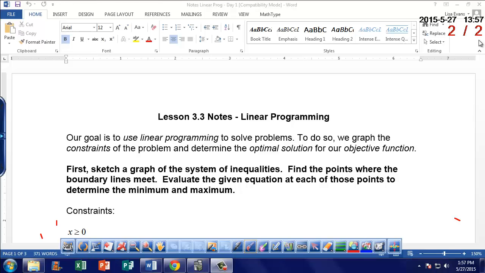Hello, today we're doing an extension of lesson 3.3 called linear programming. Linear programming is an application of systems of inequalities. Our goal is to use linear programming to solve problems. To do so, we graph the constraints of the problem and determine the optimal solution for our objective function. I'm going to talk about what all these mean as we go ahead and do a problem.